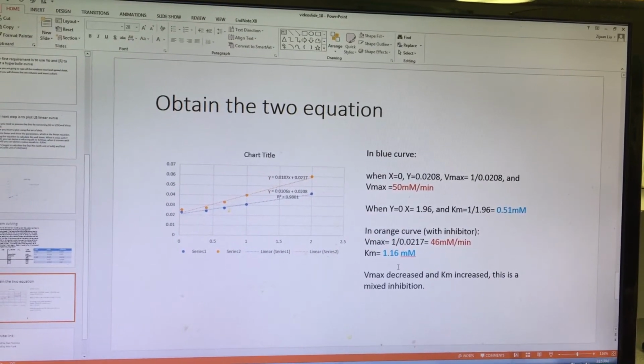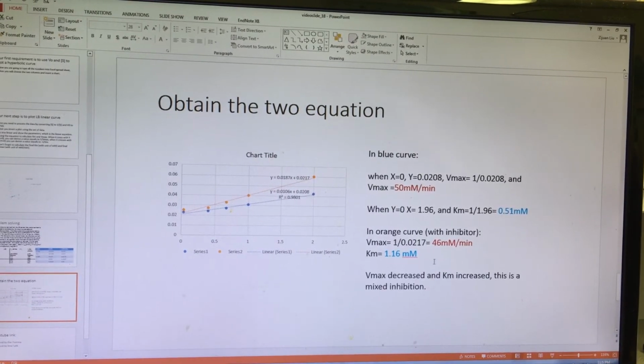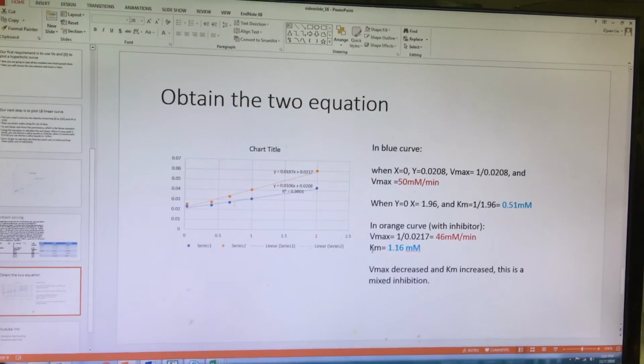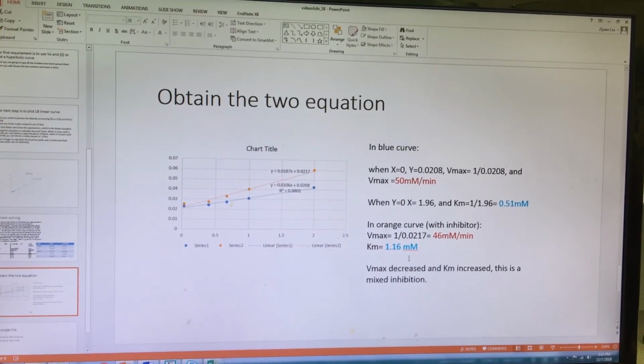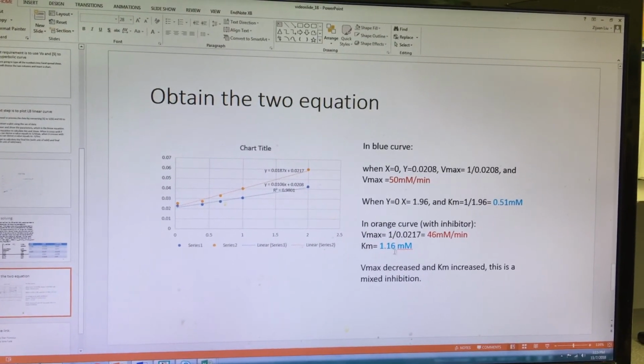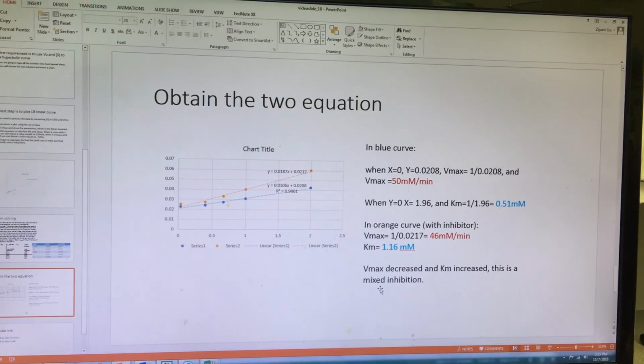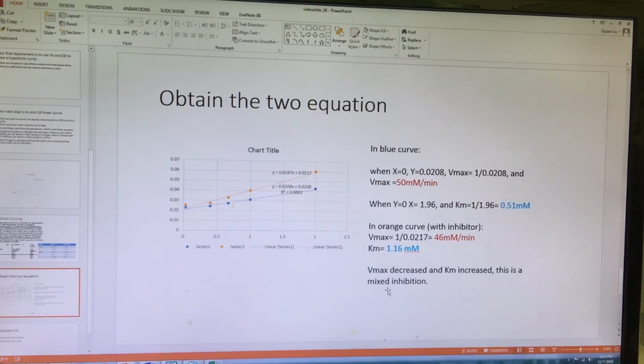In the orange curve, which is the inhibitor, we have a Vmax equal to 1 over 0.0217, which gives us the value of 46 millimolars over minutes. We have a Km value of 1.16 millimolars. And this gives us a conclusion that Vmax decreased and Km increased, and that this is a mixed inhibition.